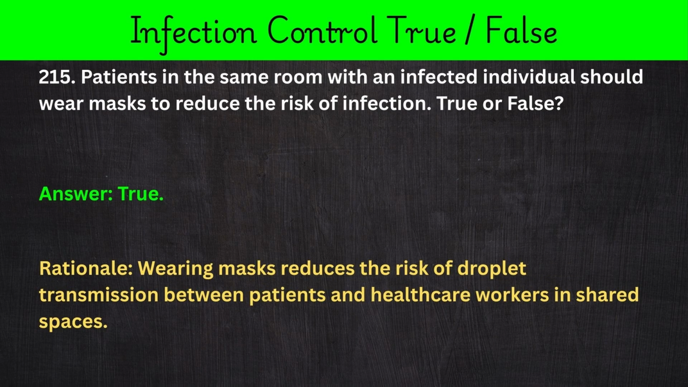215. Patients in the same room with an infected individual should wear masks to reduce the risk of infection. True or false? Answer: true. Rationale: wearing masks reduces the risk of droplet transmission between patients and healthcare workers in shared spaces.